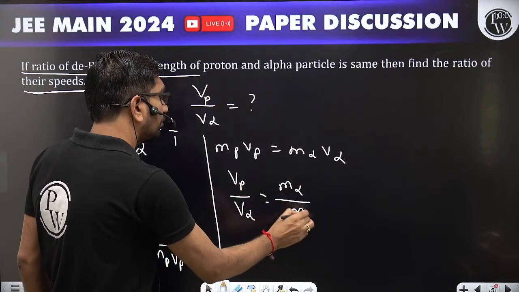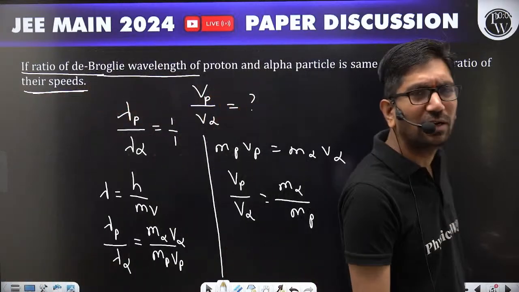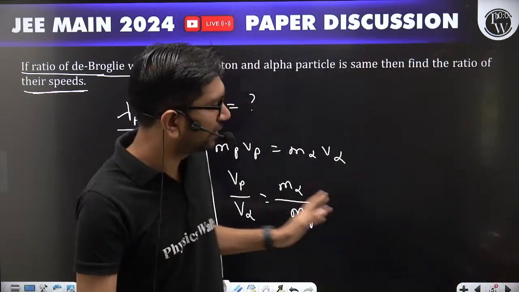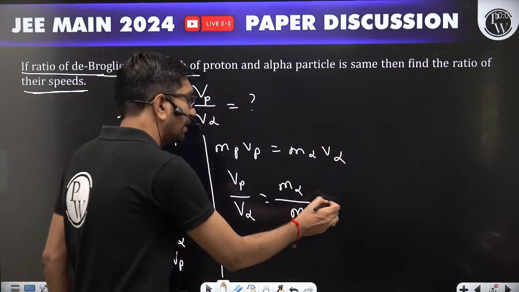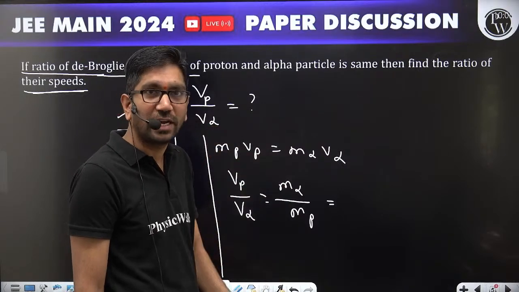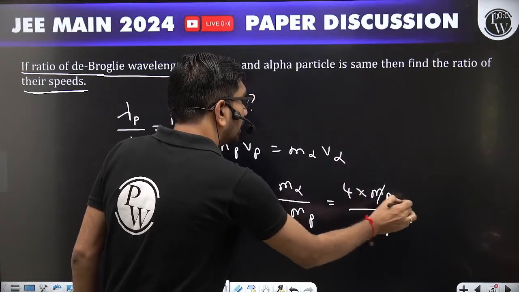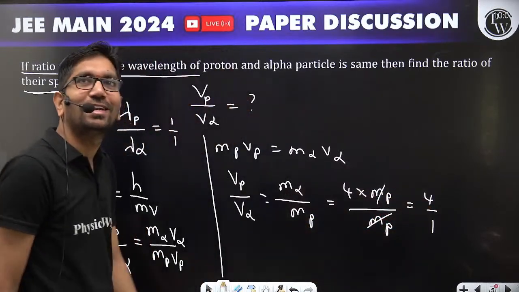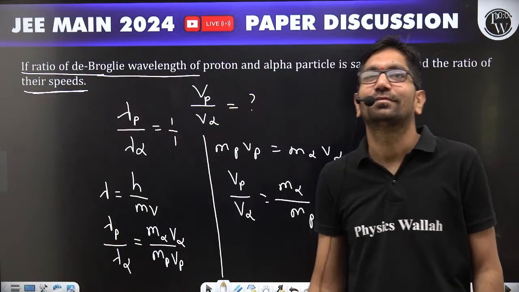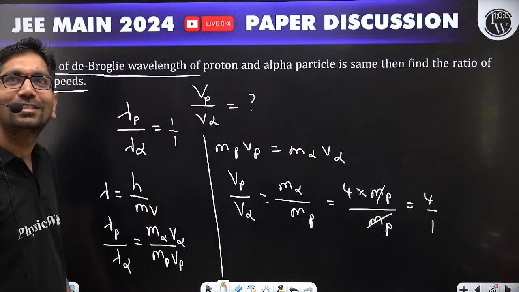So we get m alpha by m p. There is no need of solving all these steps; within one line you can put this. To understand, I'm explaining all the things. The alpha particle is a helium nucleus, so its mass is 4 times the mass of a proton. This gets cancelled, so the final answer is 4:1. 4:1 is the correct answer. Let us move toward the next question then.